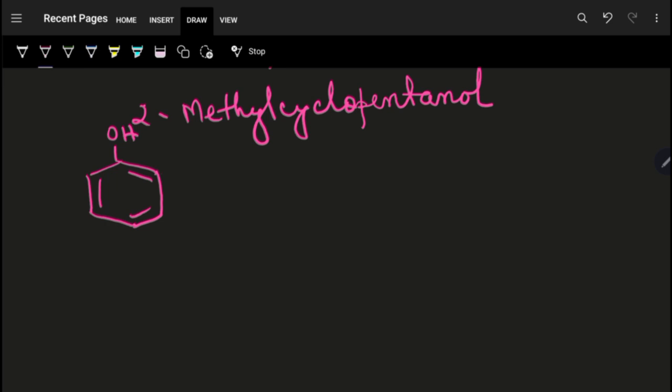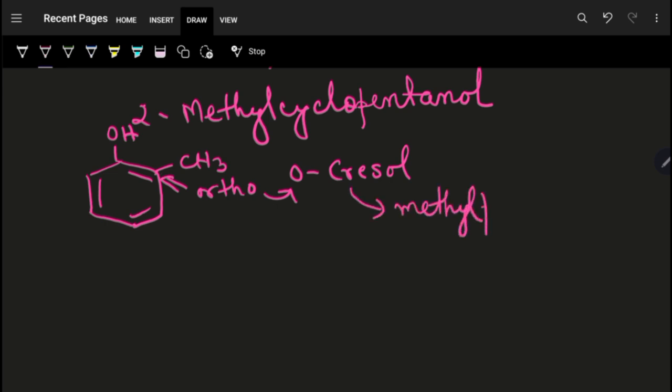To this system, suppose I give a CH3 in its ortho position. This is the ortho position of phenol. Now to this ortho position I have given one CH3. So its common name is o-cresol. O means ortho, and cresol goes for methyl phenols. All methyl phenols are known as cresols. If it is in the ortho position, the name is o-cresol.